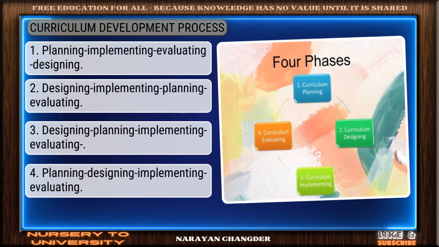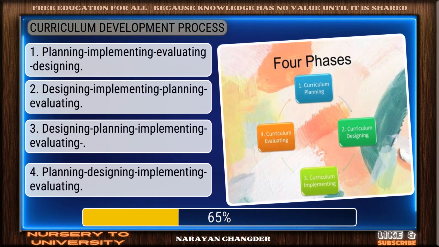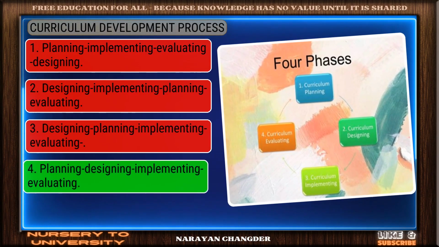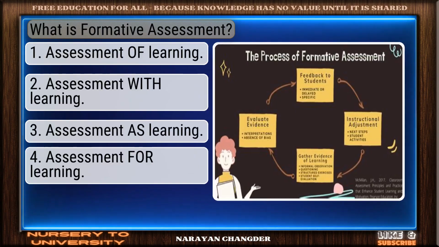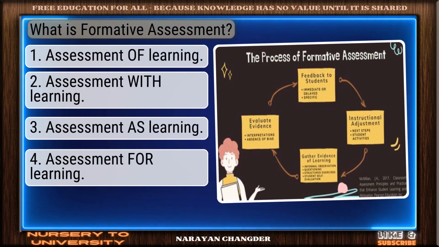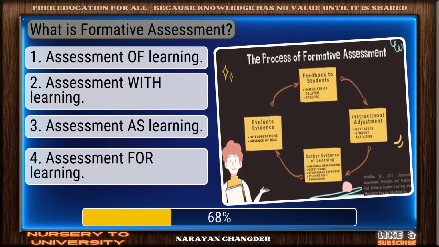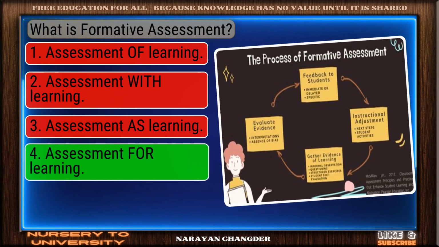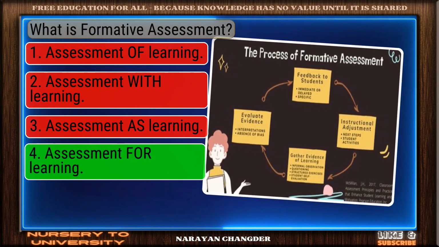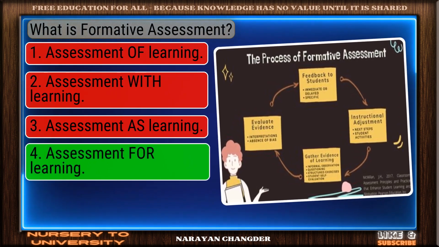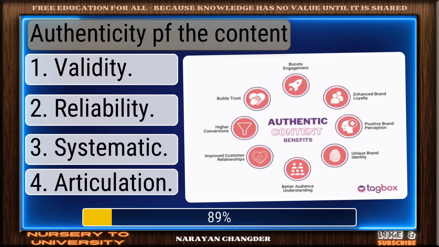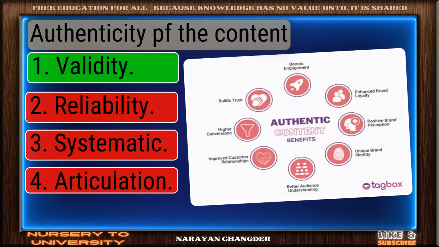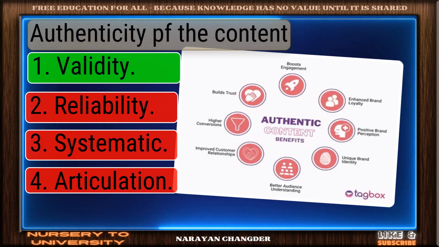Curriculum development process. On track. Planning, designing, implementing, evaluating is the correct answer. What is formative assessment? Right choice. Assessment for learning is the best answer. Authenticity of the content. You got it. Your choice, validity, is right.